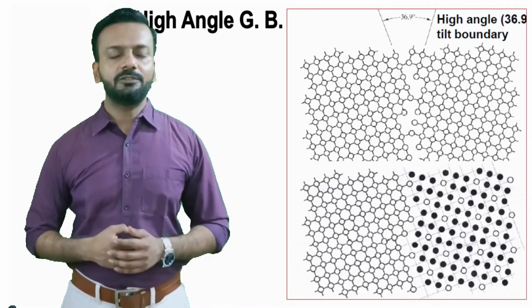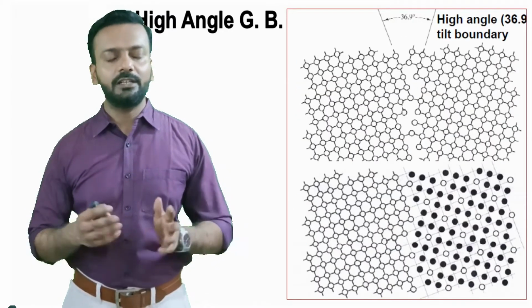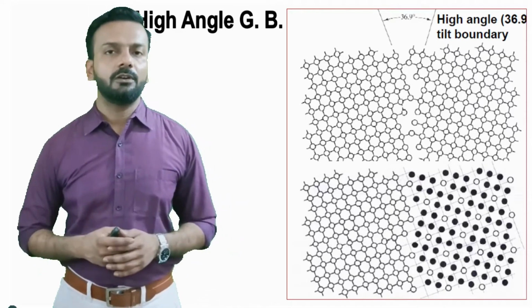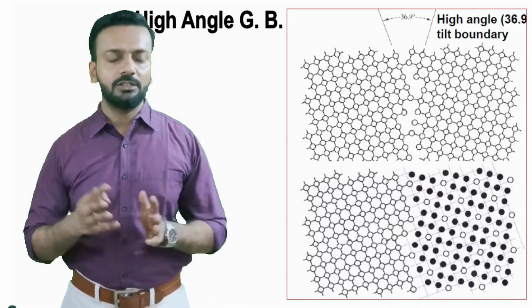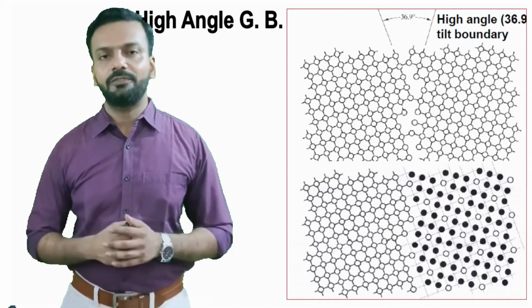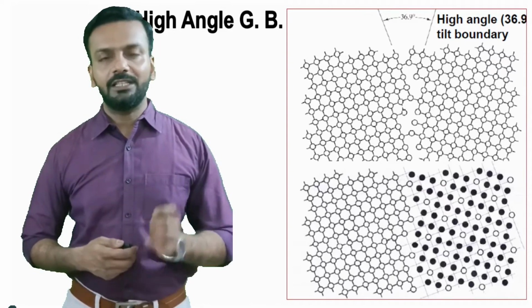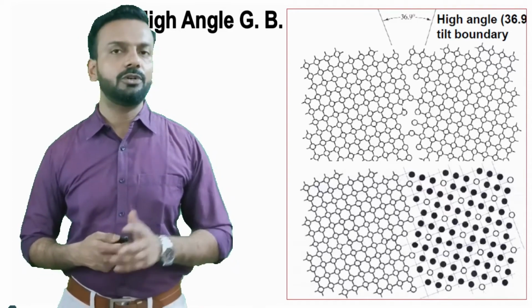This is an image which shows a high angle grain boundary. Again you can see two grains. The misalignment angle of the grains is much higher than 15 degrees. That is why we call them a high angle grain boundary. Generally GB is the notation we can give for grain boundary.